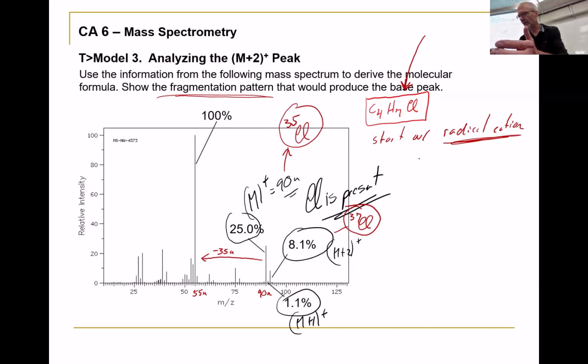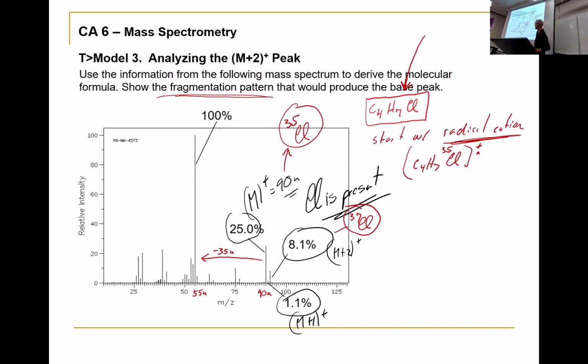And let's see, I'll do it this way. So I'm going to go C4H7Cl, and I really should specify which particular isotope. So I'm going to go 35. I put this whole thing in brackets, plus, and then dot. That's what you're starting with. Not just the formula, but the fact that you've got this radical cation. That's what that is. You can't detect it unless it has a positive charge.